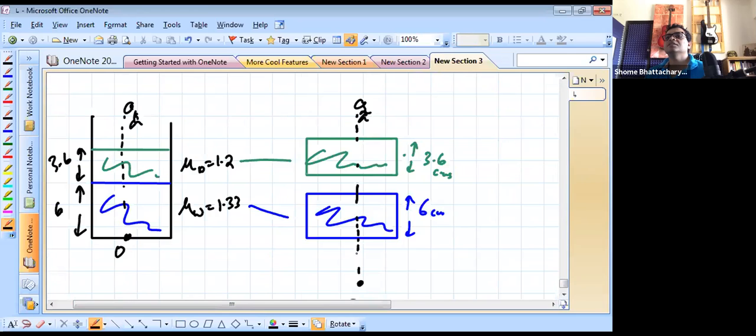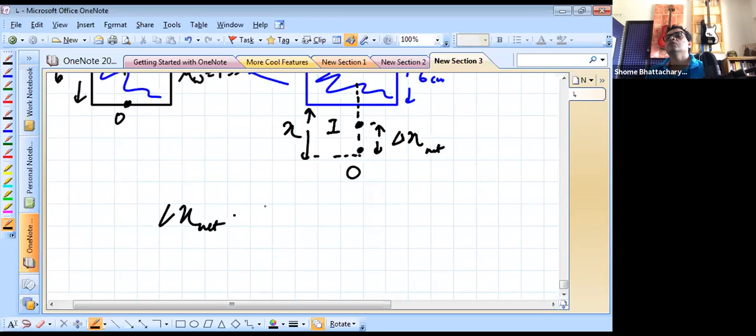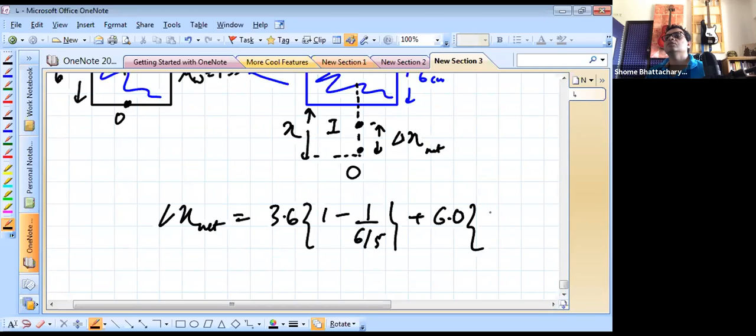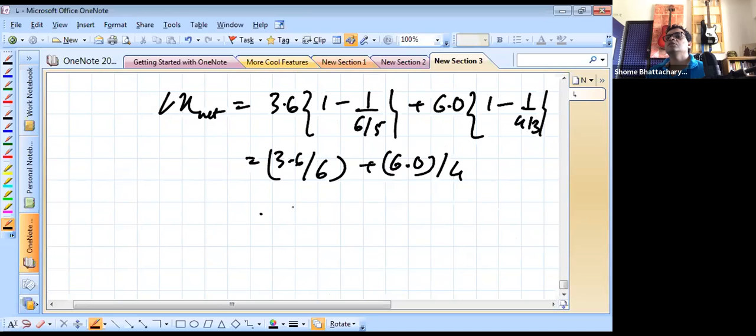So here for this point object, what will happen? The lateral shift or the shift along the principal axis will be such that this net shift will only depend on these two thicknesses. It will be independent of this distance and this distance. So delta x net will be equal to the thickness of the oil layer, which is 3.6 into 1 minus 1 upon refractive index of oil, plus the thickness of the water layer, 6 centimeters into 1 minus 1 by refractive index. So as you can see, this will become 3.6 divided by 6, plus 6.0 divided by 4. So that is 0.6 plus 1.5. So it's a 2.1 centimeter shift. Okay, delta x net is a 2.1 centimeter shift.